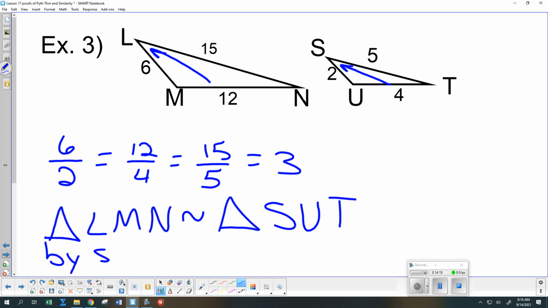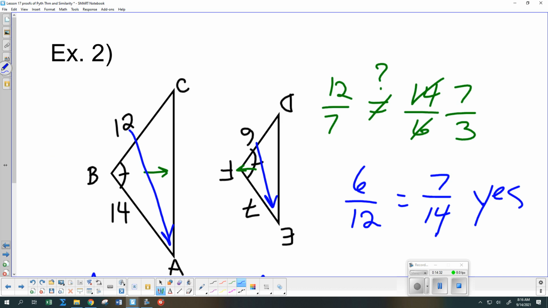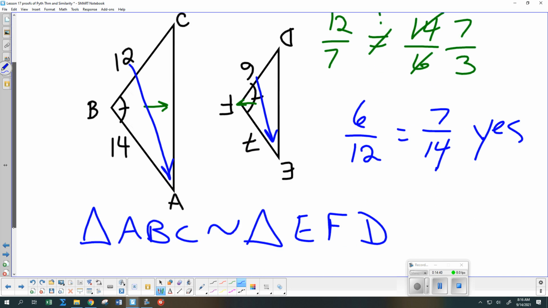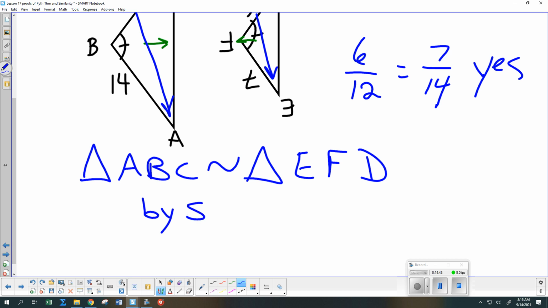I need to go back on the other one. I don't think I wrote the reason. What did we do here, everybody? We did all 3 sets of sides were similar. If I go back to this one, we have how many sets of sides? And was the angle in between those sides? So this one, the triangles were similar by SAS. Okay, one proof.